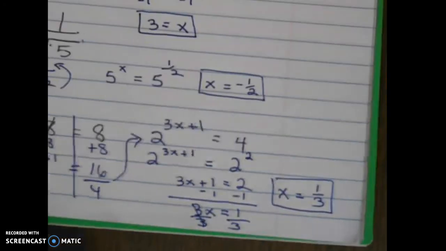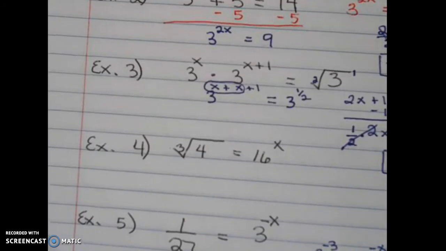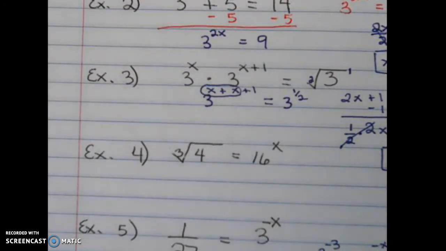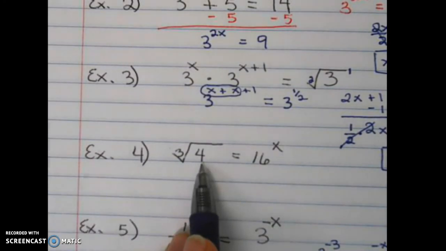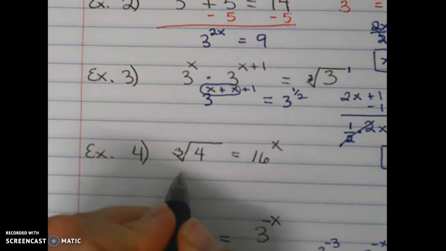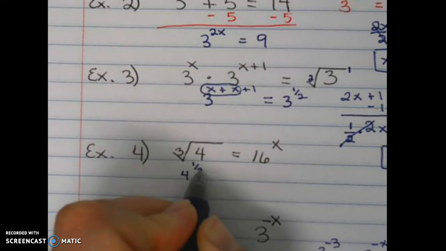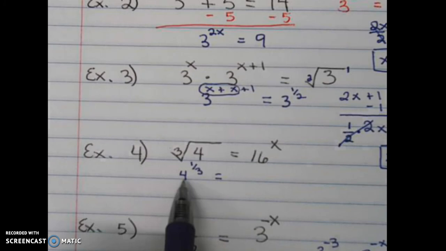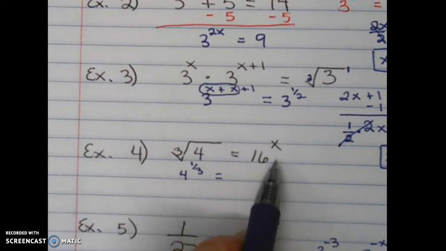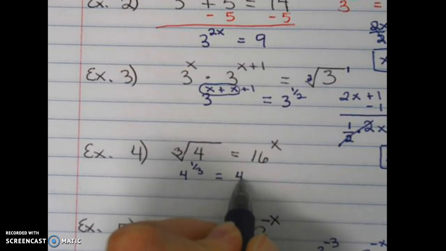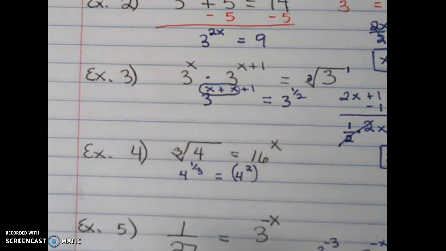All right, let's move back up to example 4, the one that I skipped over. What do you think we should do first? You're right. Good job. We need to change this radical to an exponent. So the power is 1, the root is 3. So we would have 4 to the 1/3 power. Next, we want to make the bases the same. So we can change 16 to base 4. So 16 is going to become 4 squared.